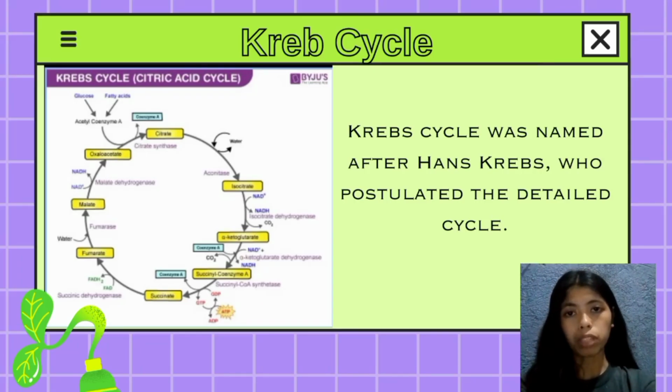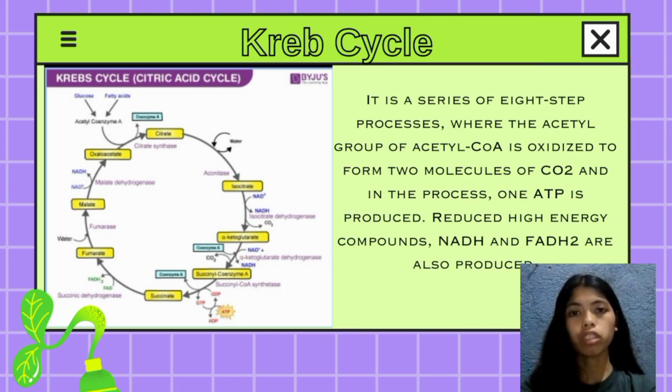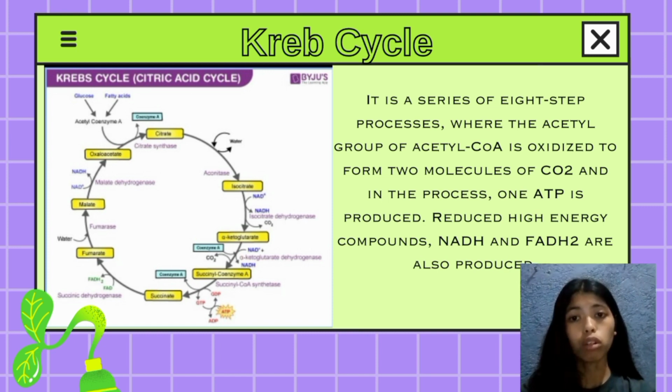Next, we have the Krebs cycle. Krebs cycle was named after Hans Krebs, who postulated a detailed cycle. It is a very complex process, but it can be summarized in a series of 8-step processes where the acetyl group of acetyl-CoA is oxidized to form two molecules of CO2 or carbon dioxide, and in the process, one ATP is produced. Reduced high-energy compounds, NADH and FADH2, are also produced.